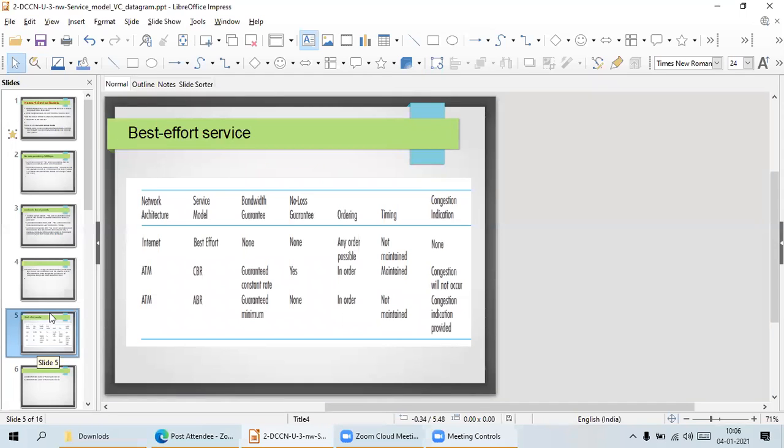Now, ATM with available bit rate. Here you see ATM with available bit rate guarantees a minimum bandwidth. That means if you have a 10 Mbps link, at least it is going to guarantee a smaller portion. A minimum guarantee is there, but we are not going to exhaust the bandwidth, just guarantee the minimum.